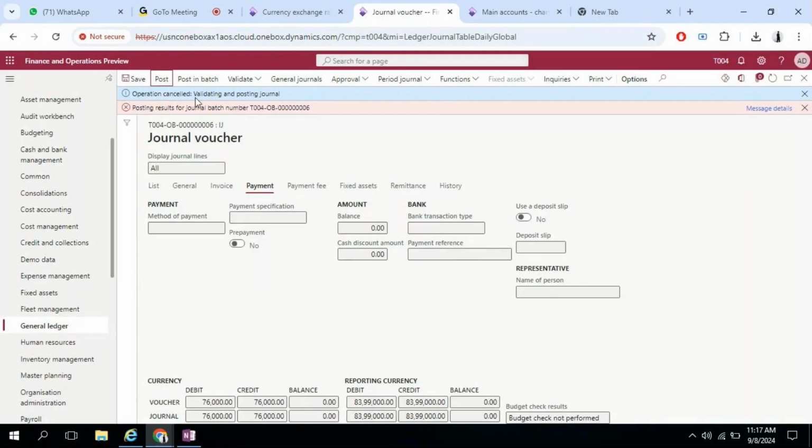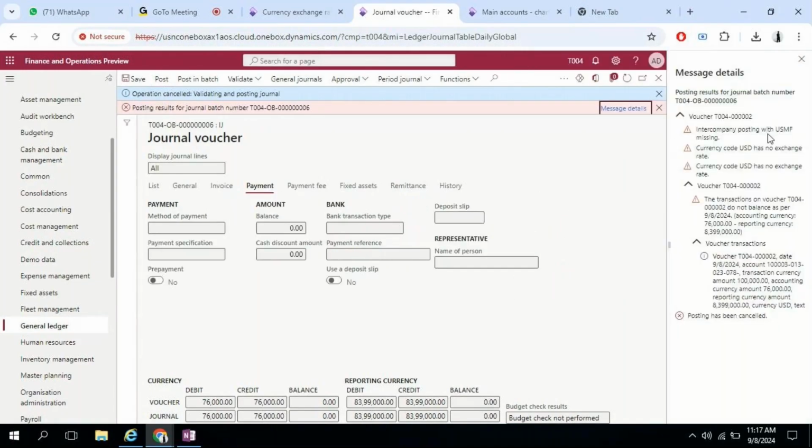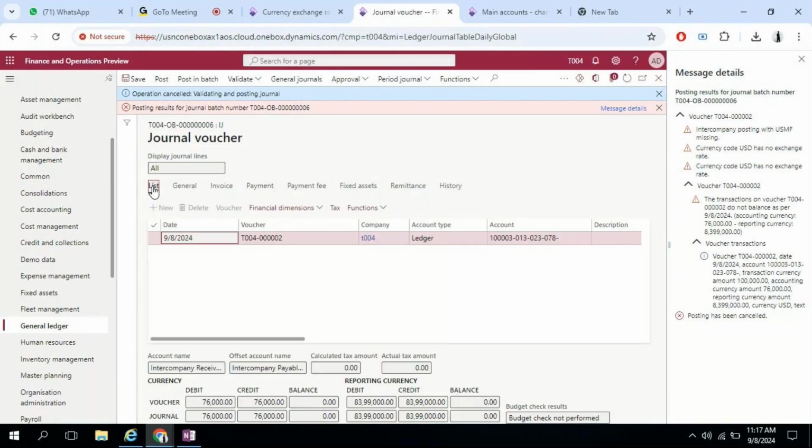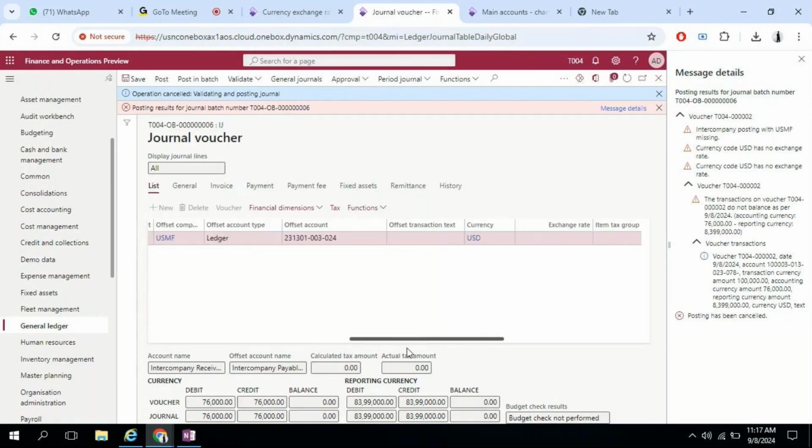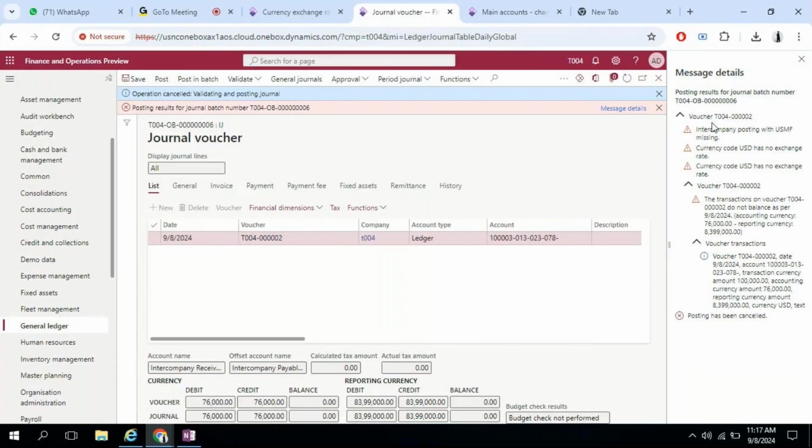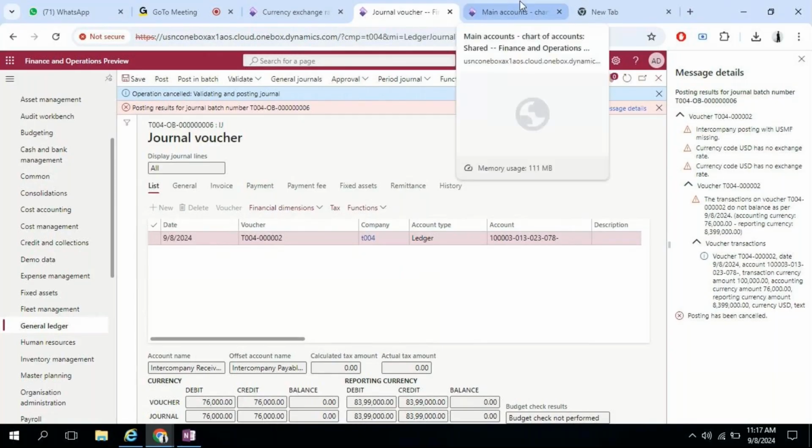So there is a message detail showing intercompany posting with USMF missing. Currency code USD has no exchange rate. No problem, we will see what the error actually is. T004, USMF entity, USD currency. We will see the intercompany posting with USMF missing. Let me check.